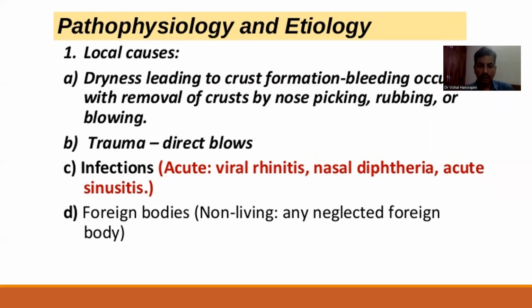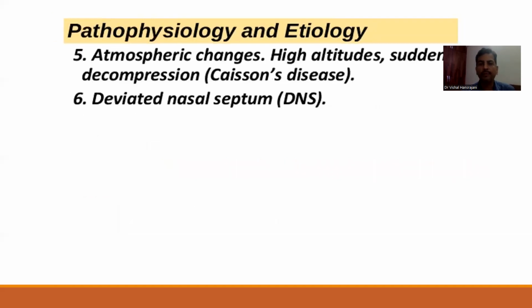Third is infective etiology, which can be acute viral rhinitis and nasal diphtheria. Acute sinusitis can be a very common cause, especially where these infections are common in the country. Foreign bodies, non-living things, and neglected foreign bodies remain there for a long period, and ultimately they cause inflammation and granulation formation. They cause nasal bleeding.